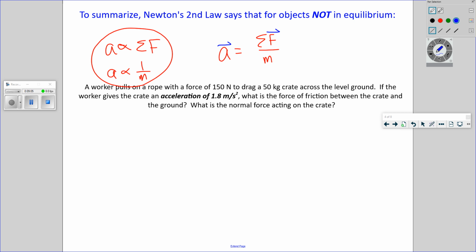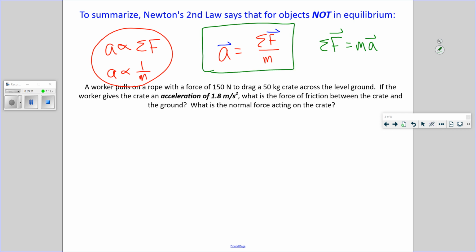The form of this equation that you'll typically apply is this. Ask an engineer or a scientist what's Newton's second law, they're going to say net F equals ma. This is the more physically accurate: acceleration depends on stuff. But this is the way you'll use it. Like in this question: a worker pulls on a rope with a force to drag a crate. The crate accelerates at that rate. What's the force of friction?